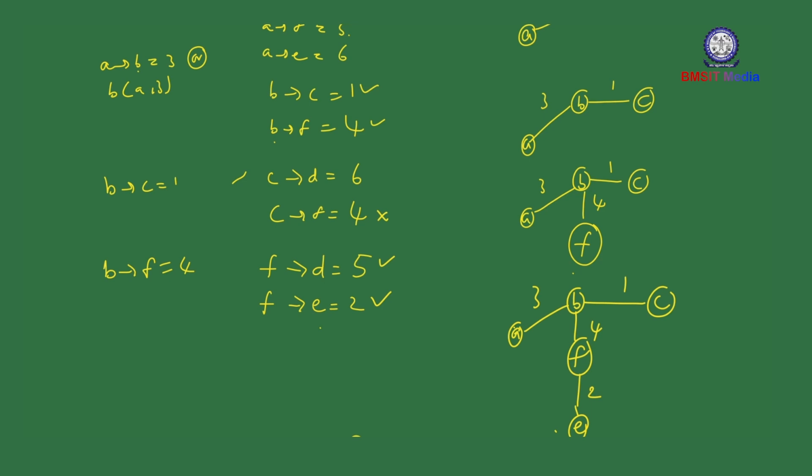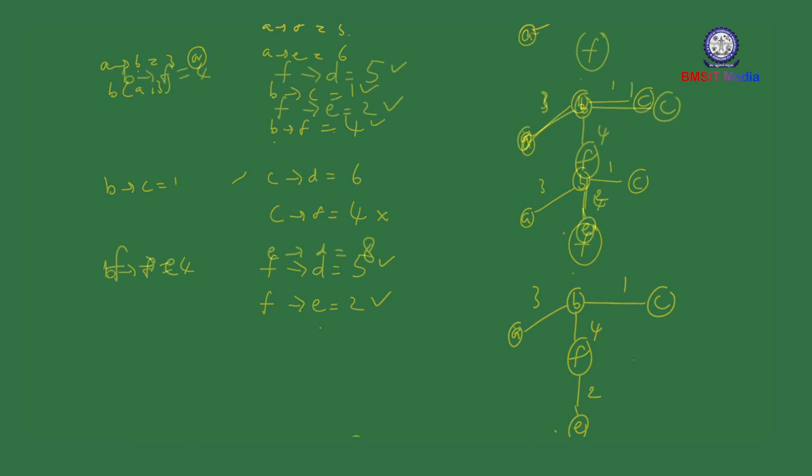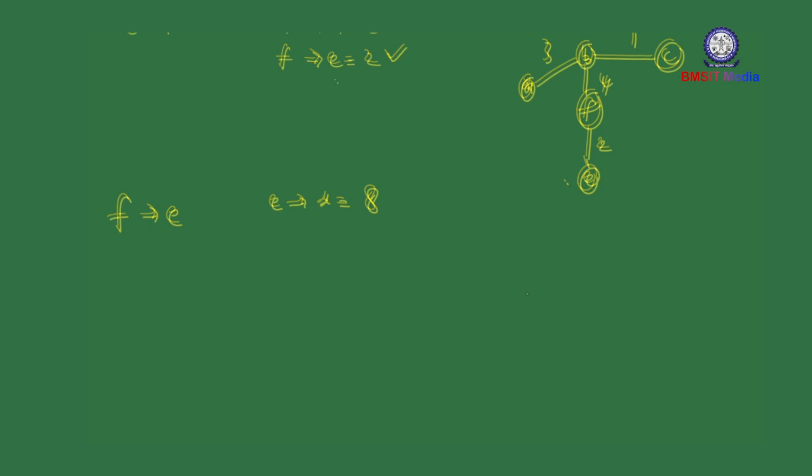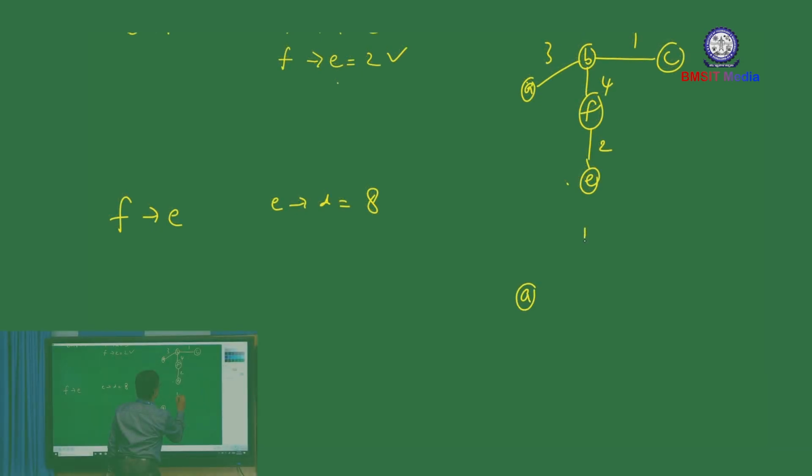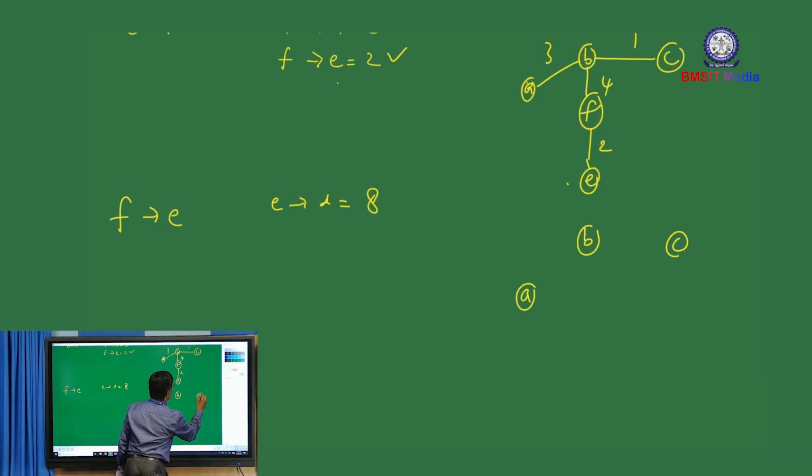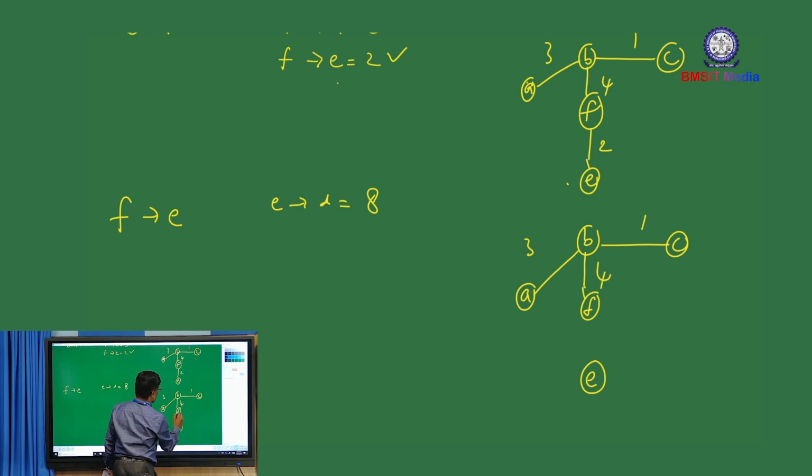So this is for the final diagram. Now you have to write the final diagram. Write it here. Here I will write A, B, C, F, E. This is the same diagram copied here. 3, 1, 4, and this is 2. The remaining sorting element is the D.